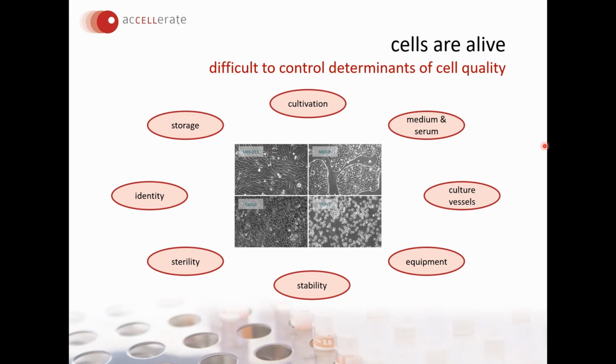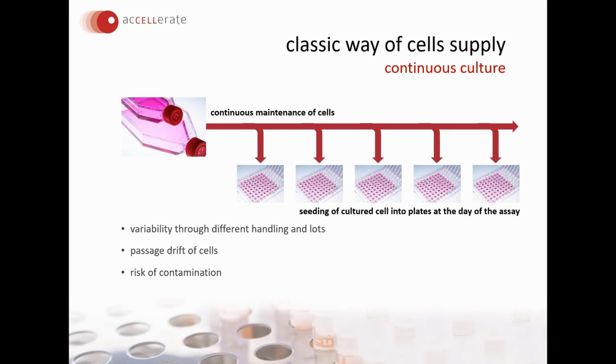So if you think about using cells in a classical way, meaning you keep them in a maintenance culture in small tissue culture flasks, the day before the assay, you harvest the cells and dispense them into your assay plates. All these factors will have an influence on your cell-based assays. So there's a lot of variability coming into the assays by different handling, by different lots of material. We have a passage drift of cells and always, of course, a risk of contamination. I will give you two examples on this.